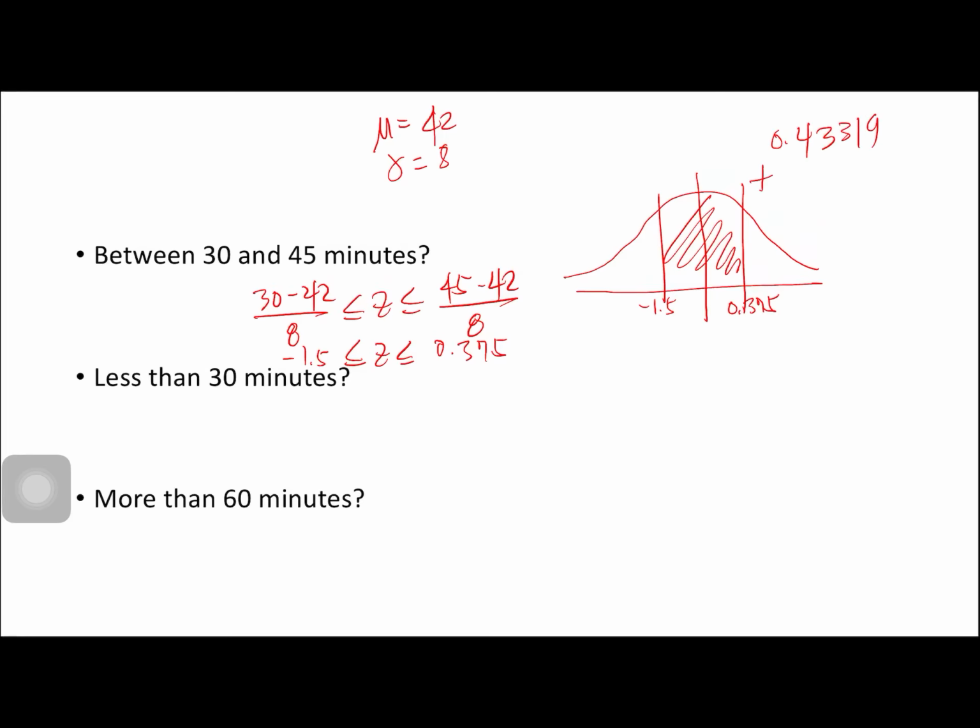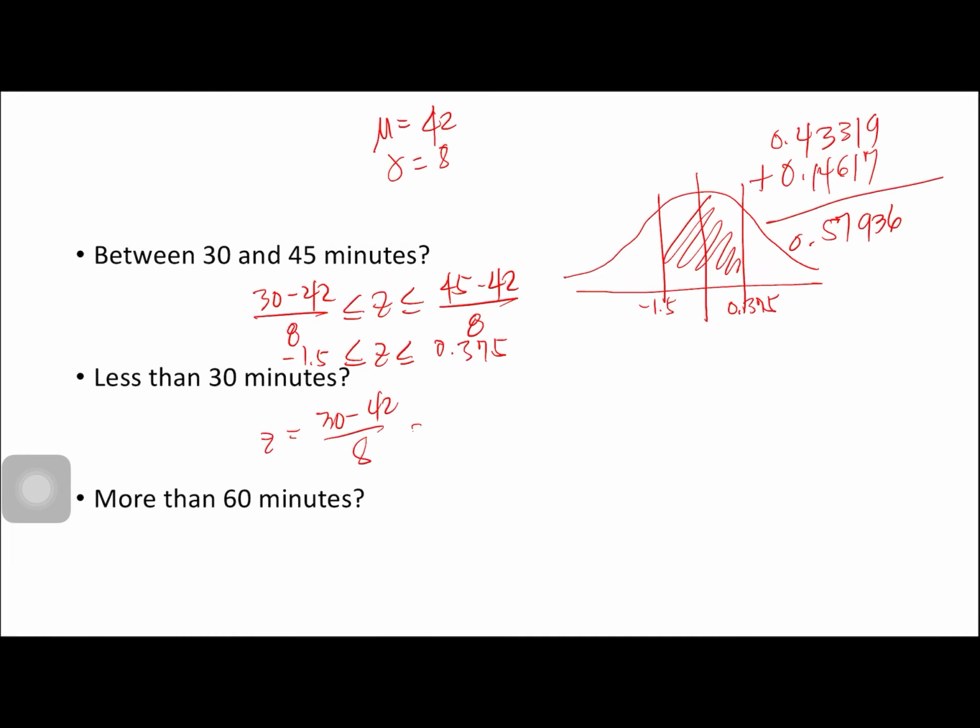We have Q of 1.5 is 0.43319 plus Q of 0.375, that is 0.14617. Okay? So let's just add that. 0.43319 plus 0.14617, we have 0.57936. Okay?